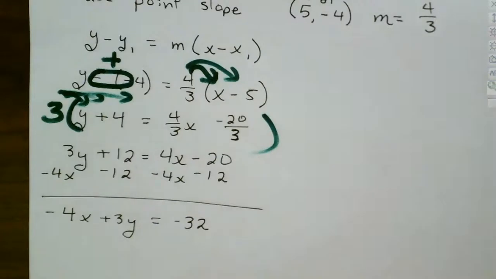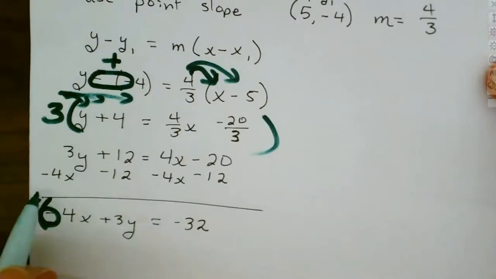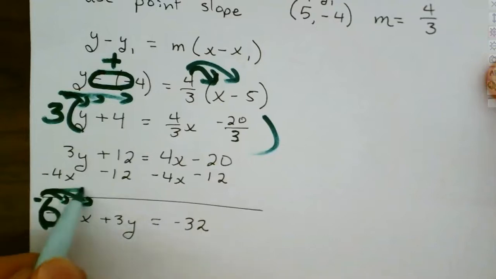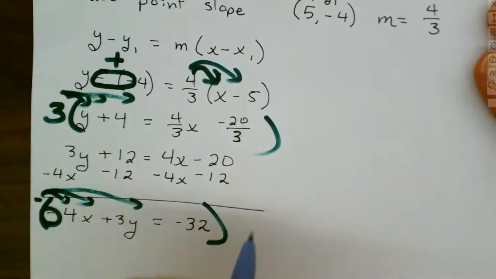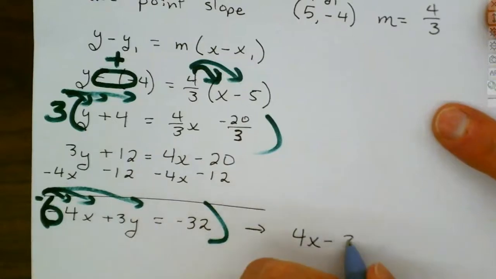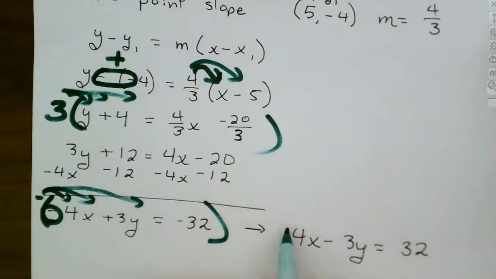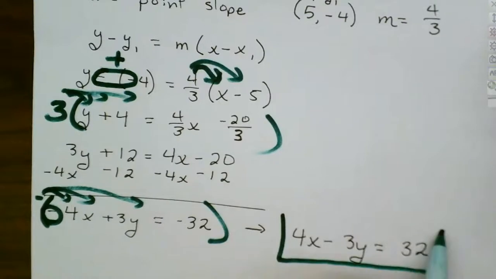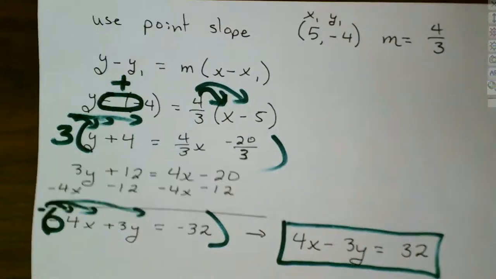Nope. Why not? Yep, so it starts off with a negative, so we need to fix that. So we distribute the negative through, and that changes your signs. And that makes it now positive 4x minus 3y equals positive 32. And there's your answer in standard form.